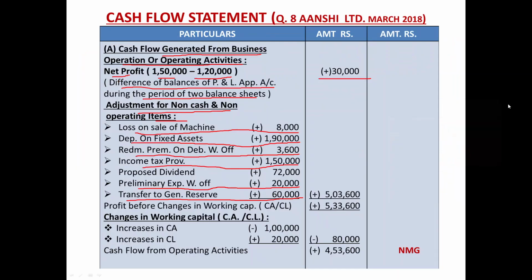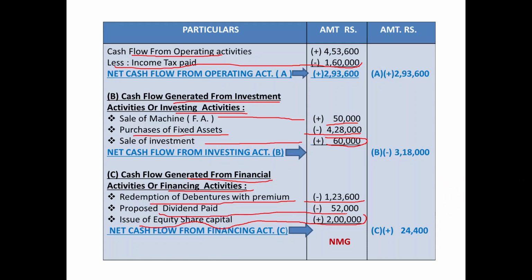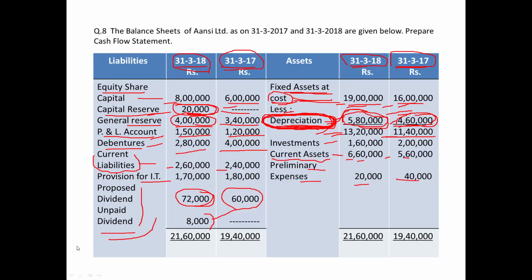Let us report it. Title A first. Current year's proposed dividend plus 72,000. Then payment of last year's proposed dividend under title C. Proposed dividend paid minus 52,000. So this was for the last item of balance sheet. Let us verify. Balance sheet got over. Yes, it was the last item. Proposed dividend and unpaid dividend.